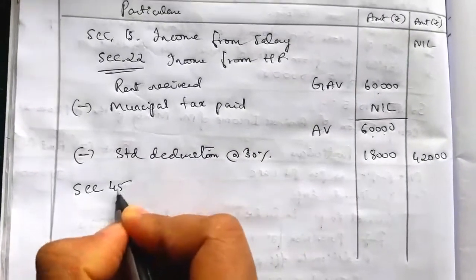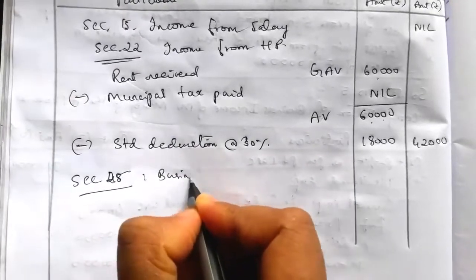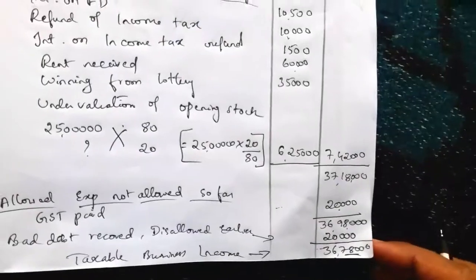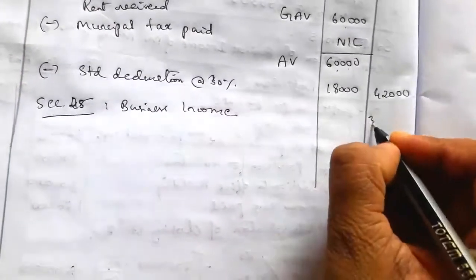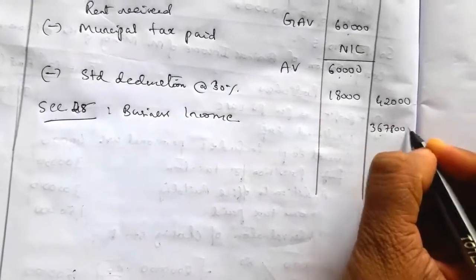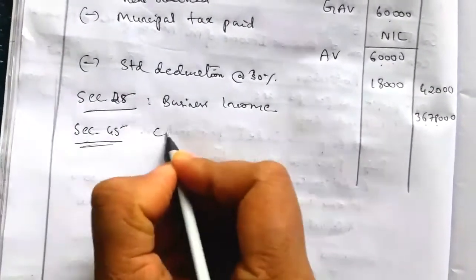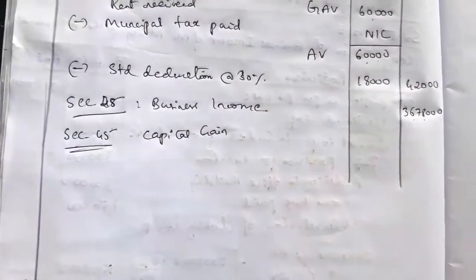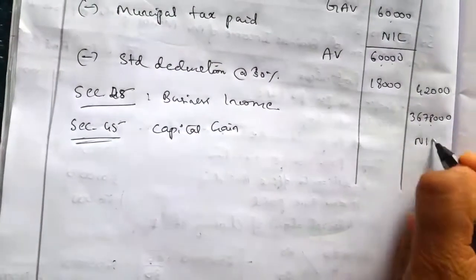Next, section 28 is relating to business income. Business income we have already calculated as the taxable business income, so that is equal to 36,78,000. Next, the head under section 45 is relating to capital gain. Relating to capital gain, there is no information given on the credit side, so there is no income taxable under the head capital gain.